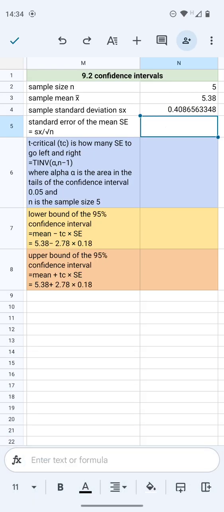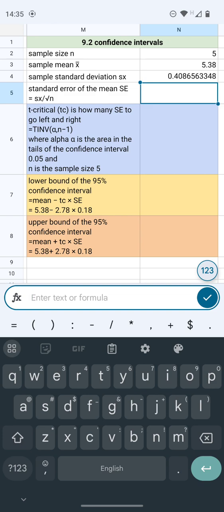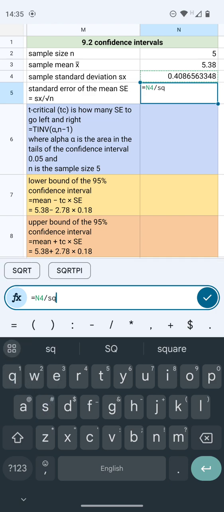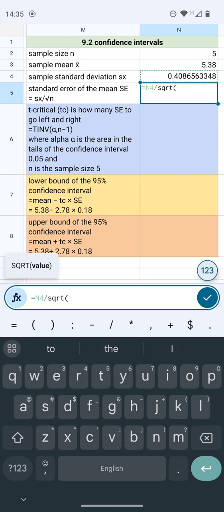And this is a new part from Chapter 8. The standard error of the mean is the standard deviation divided by the square root of n. So equals the standard deviation, that's right there, divided by the square root of the sample size, n. Remember, that's back up here, n2.